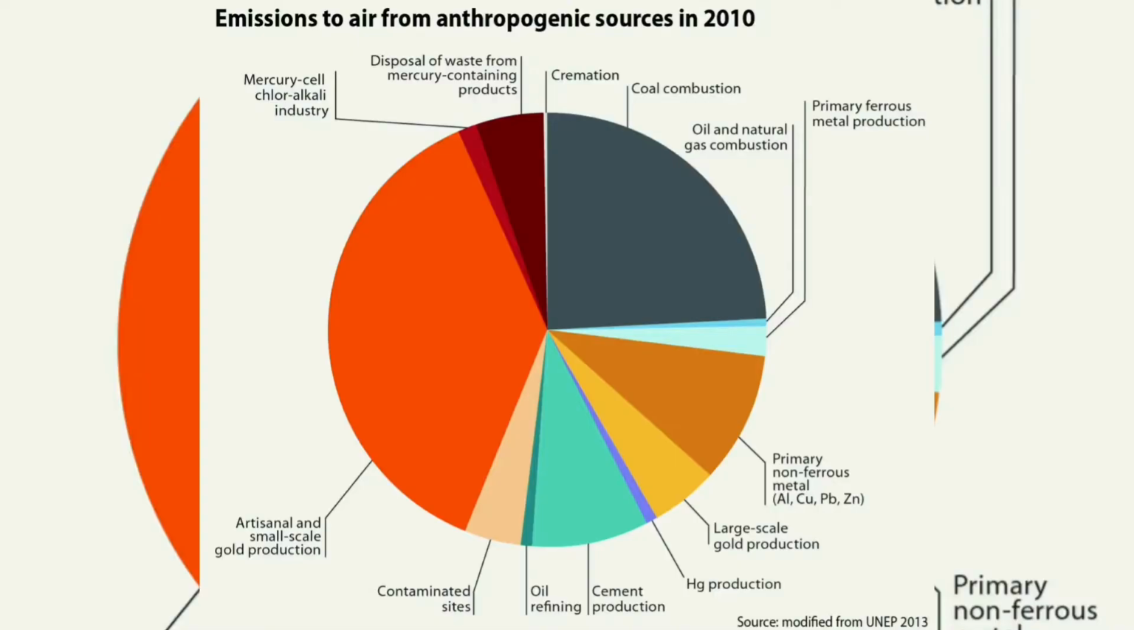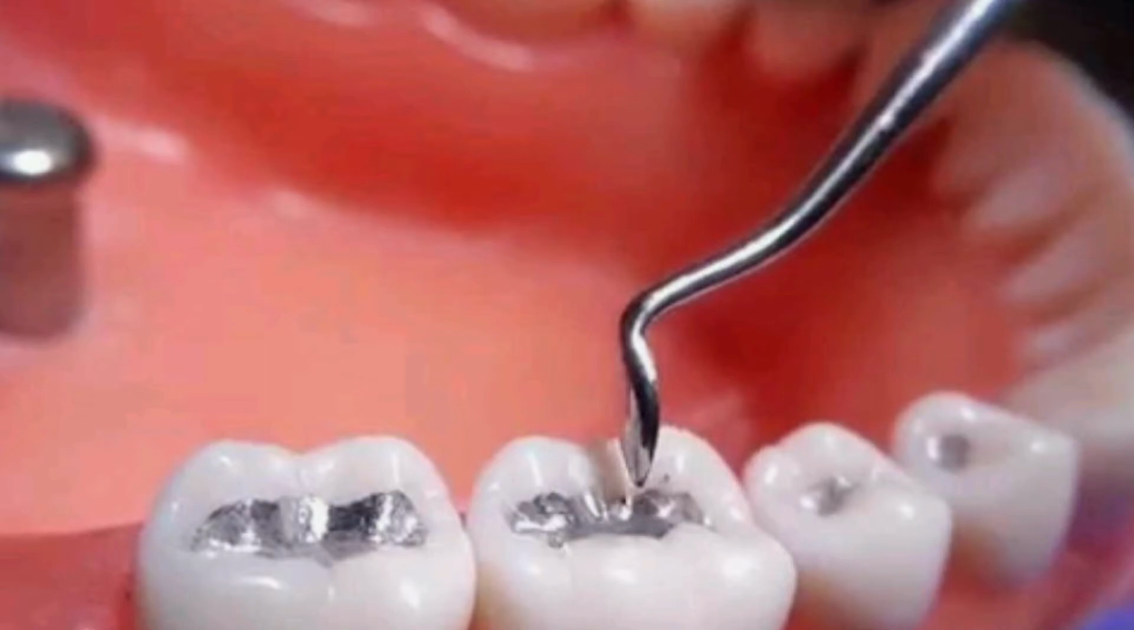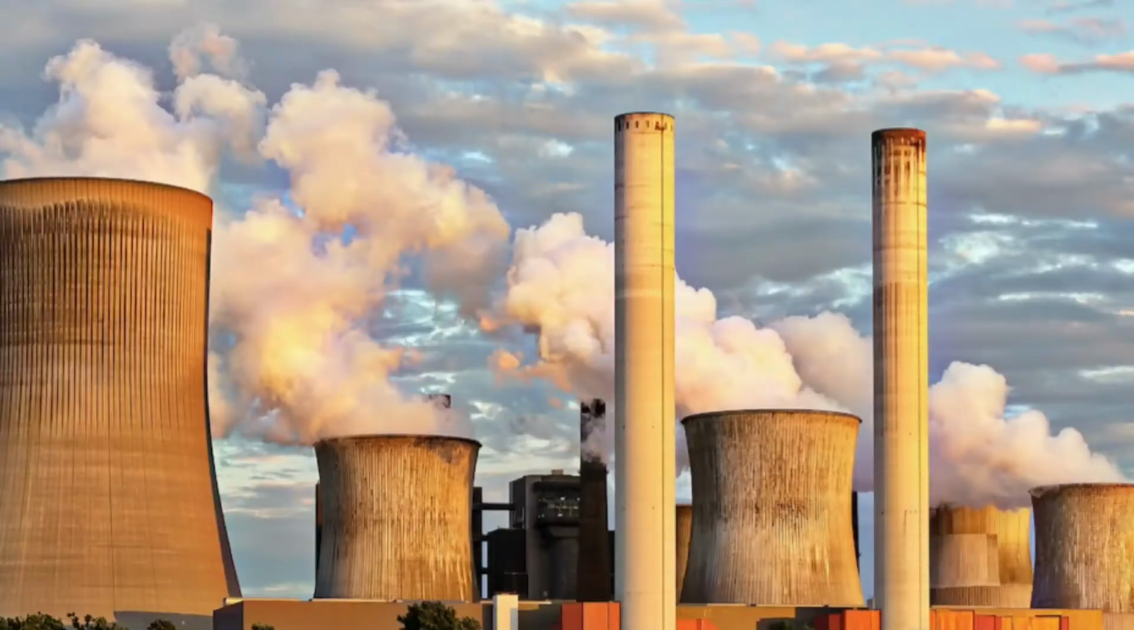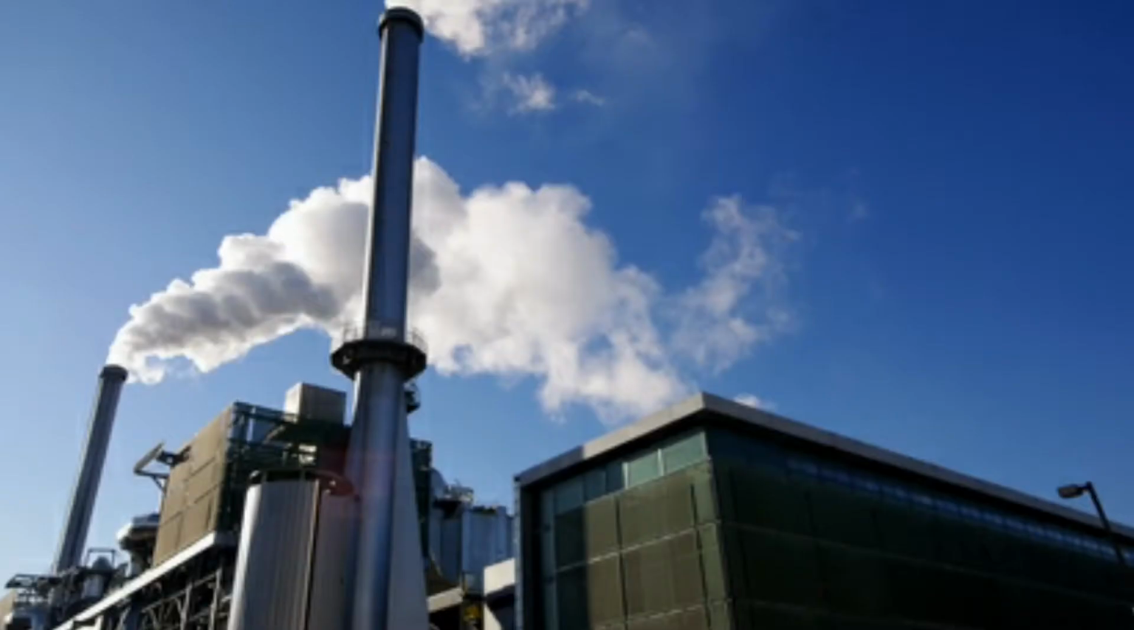Next, the anthropogenic source. Anthropogenic mercury is a result of human activity, which can be classified into four categories. The first category is the area source. Landfills, dental preparation, and laboratory use are defined as area sources. The second category is the combustion process. These include coal-fired power generation, medical waste incinerators, and municipal waste combustors.